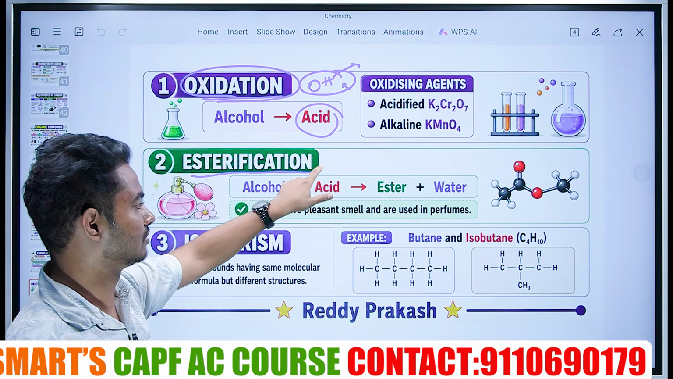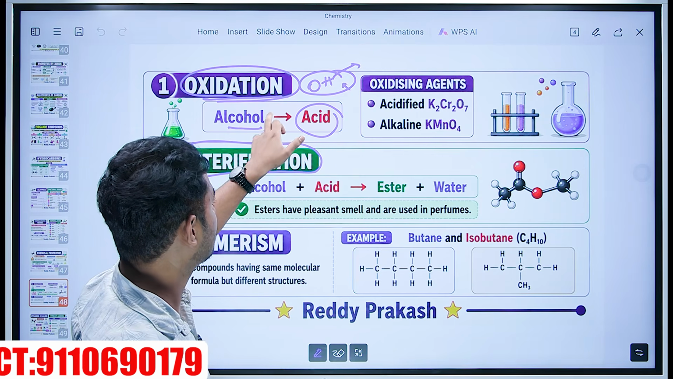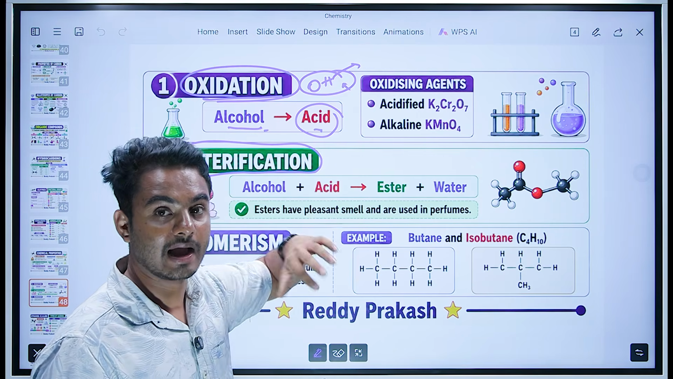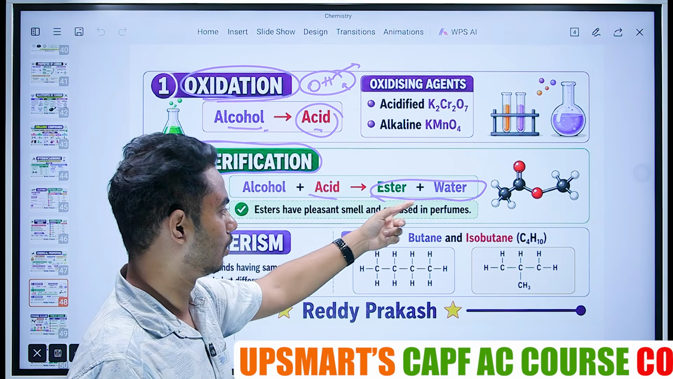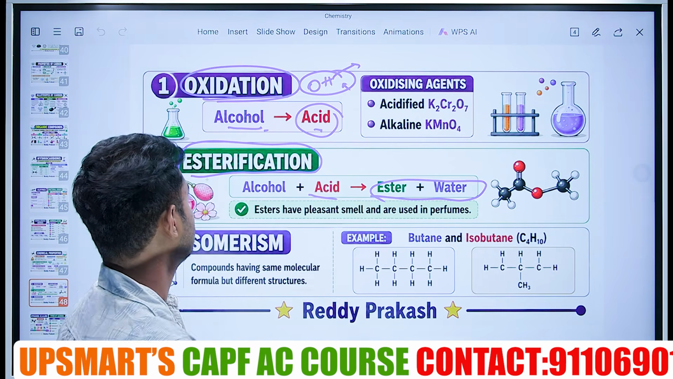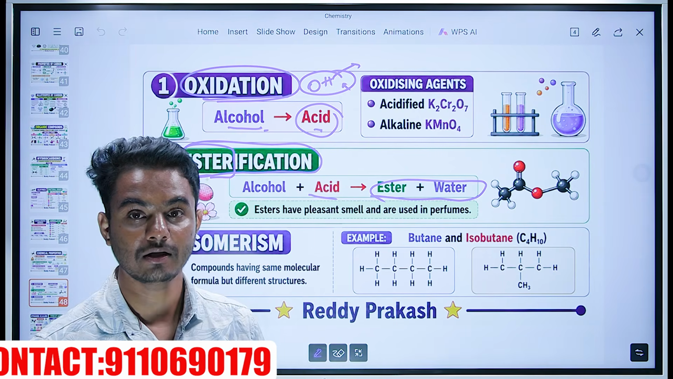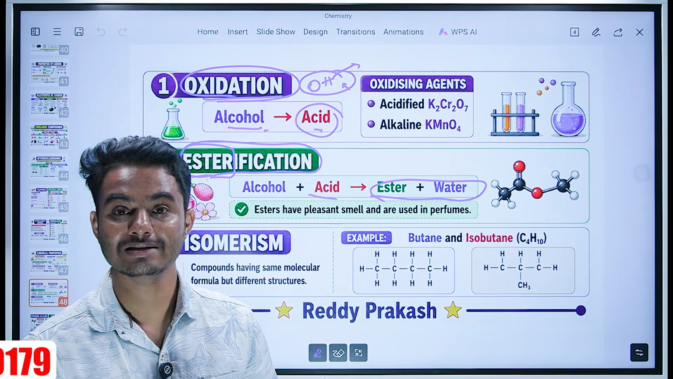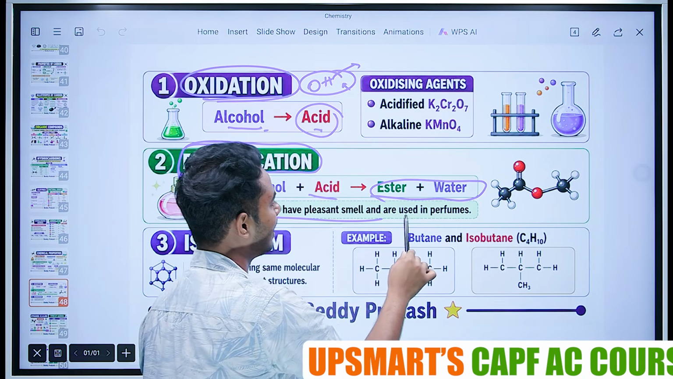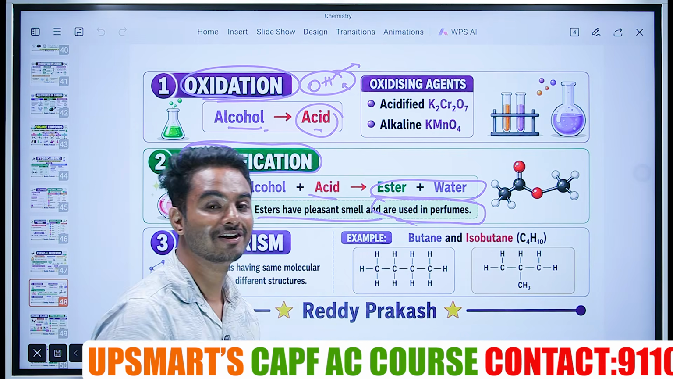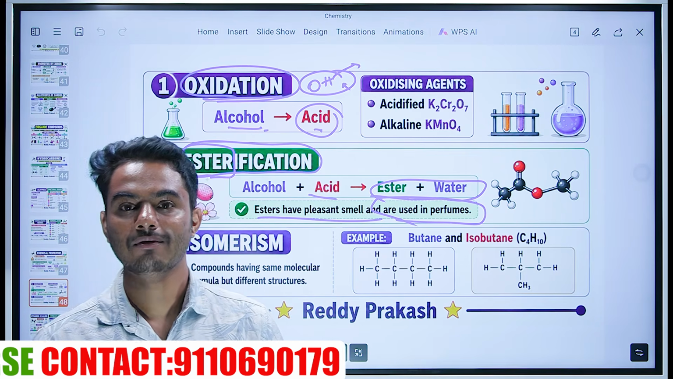Next, esterification. Now if you add oxygen to alcohol, you will get acid. If you add acid to alcohol, then you will get ester and water. This is esterification. Esterification means you are getting ester. How do you get ester? We add acid to alcohol. That is called esterification. Fine, easy. Next, esters have a pleasant smell and are used in perfumes. Perfumes are usually made up of ester. With the process of esterification, we'll now see that perfumes will have an alcoholic base.